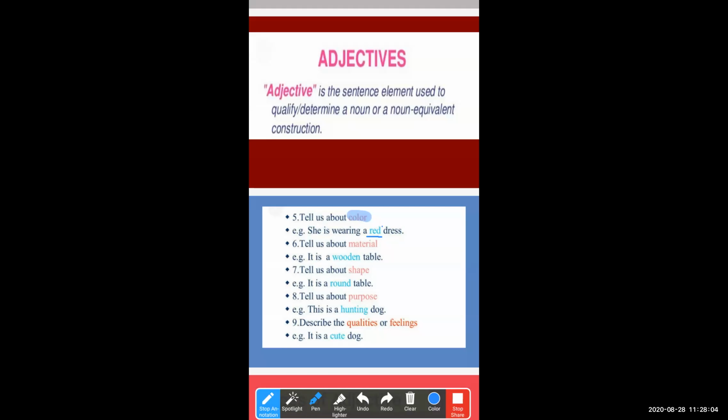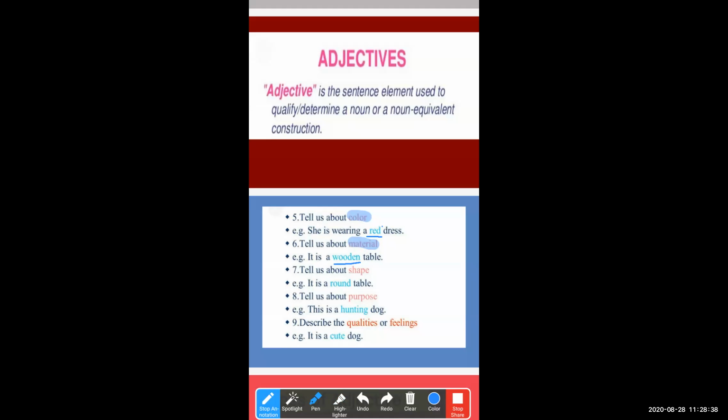Okay, now here tell us about material. Now see the sentence. It is a wooden table. As you know, students, there are tables of different materials, like a plastic table, like a metal table, other very different types of table. But here the word specifies: it is a wooden table. So that means it also comes under the describing word. So it is also an adjective.